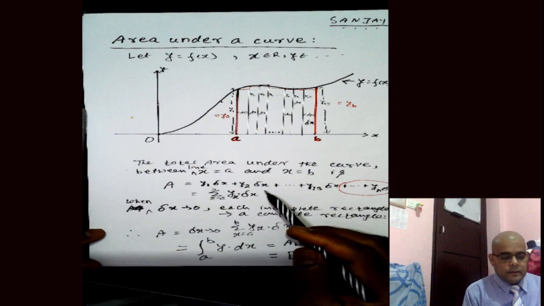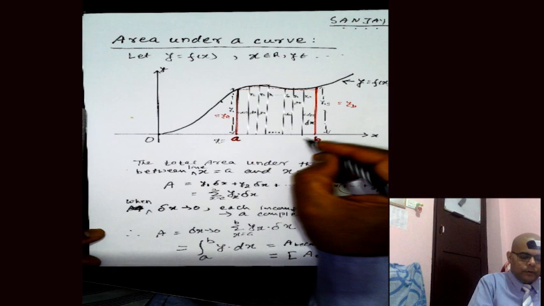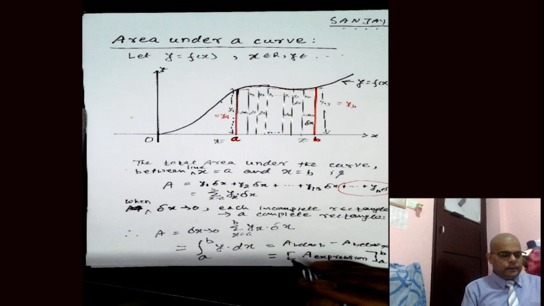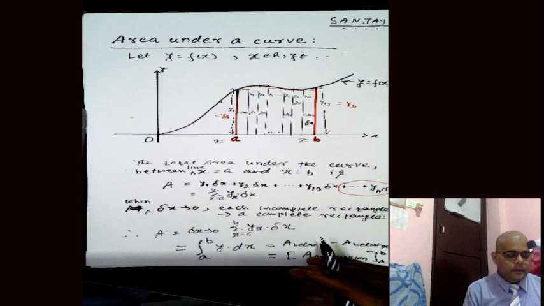Area under a curve means this is a curve, and we take some part of the curve under which we have to find the area between two values of x. You can say x equals a and x equals b. In general, we can also calculate by using the graphical method, but that graphical method is usually tedious. So the calculus method is the most appropriate and accurate method of finding area of a non-geometrical shape like this.